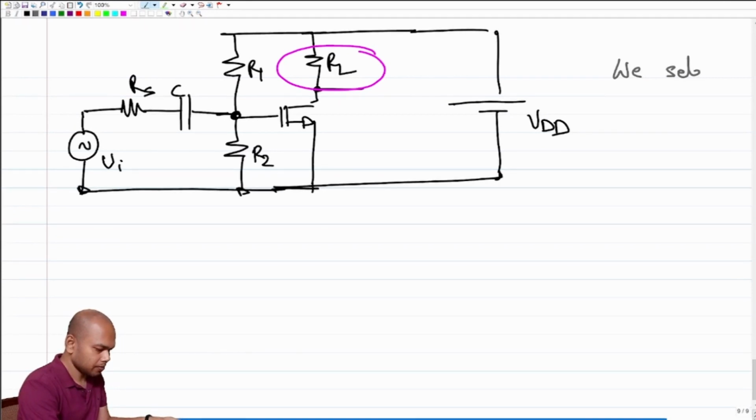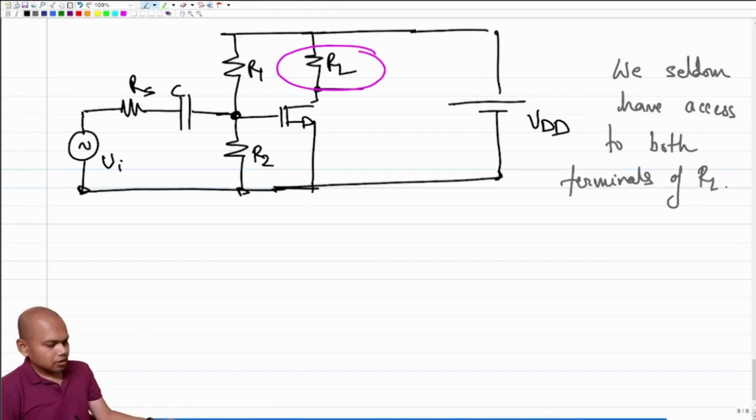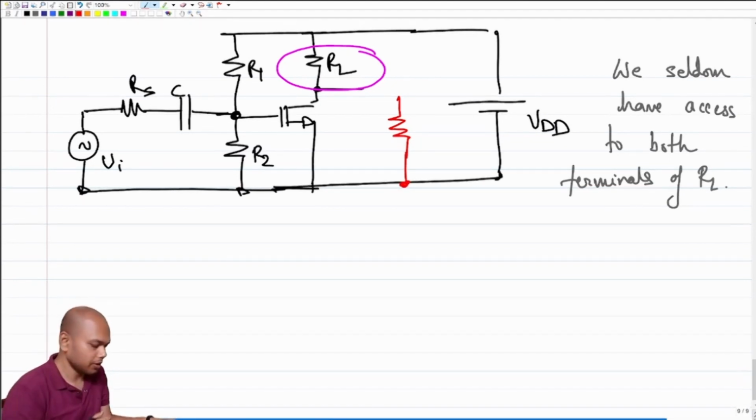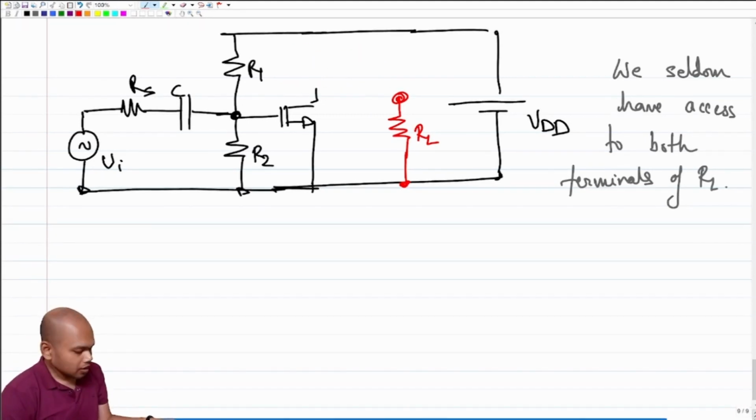we seldom have access to both terminals of RL. Okay, so which means that your RL is just like your source. Your RL one terminal, you can assume it to be implicitly grounded, right? And you have access to this terminal, which means you cannot put RL between the VDD and the drain of the transistor. Okay, so now what should we do?